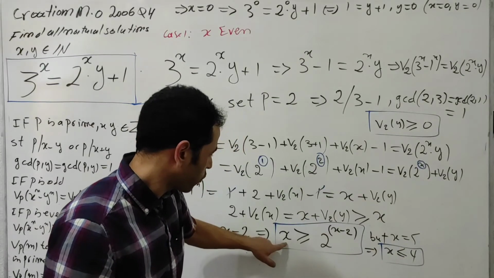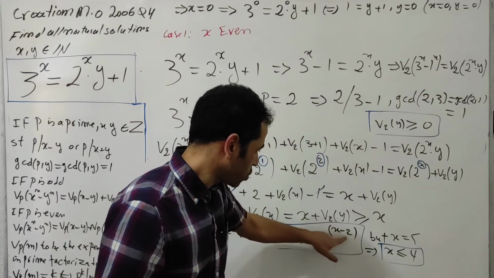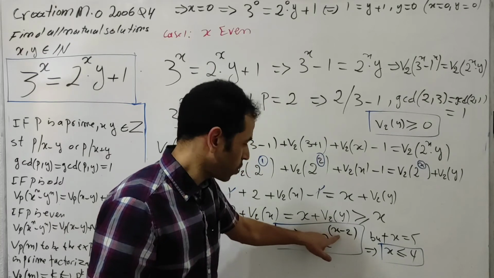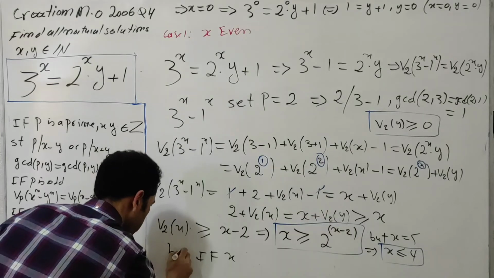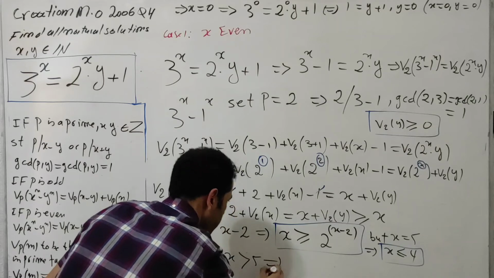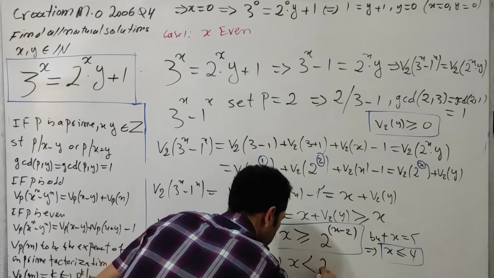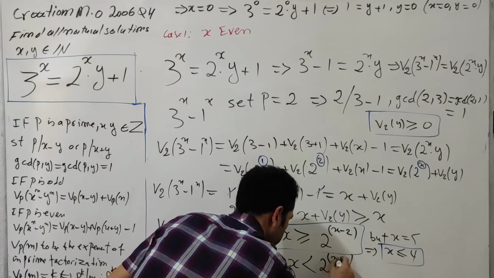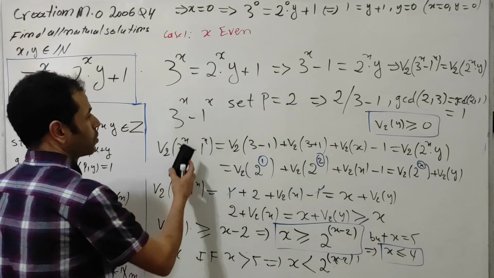If you replace x with 4, I will have 2 to the 4 minus 2, which gives us 2 to the 2, which is 4. So that means 4 is superior or equal to 4. That's correct. Because if x is strictly superior to 5, this inequality changes direction. Okay? Now I'm going to find the solutions of x and y.